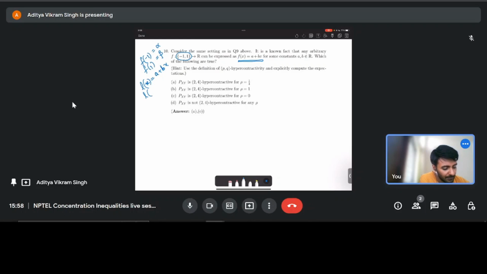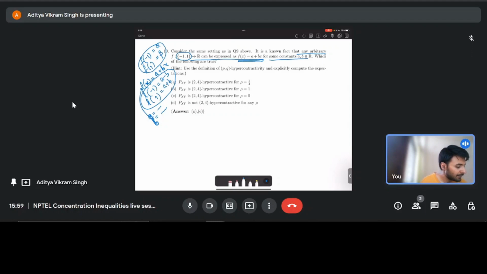So if x is -1, L of -1 would be a minus b. If x is 1, then L of 1 would be a plus b. Now you can solve these two equations to get a and b in terms of alpha and beta, and then plug them into L of x. What I'm trying to do is justify the fact that any arbitrary f can be expressed as this for some constants a, b. Which of the following are true?